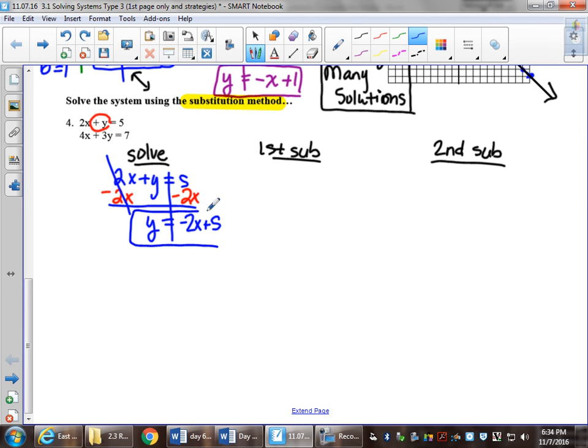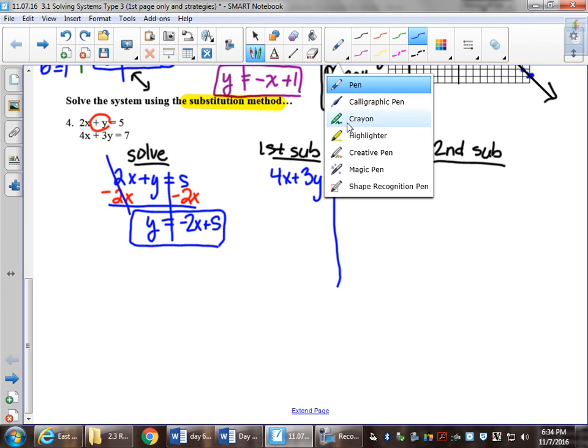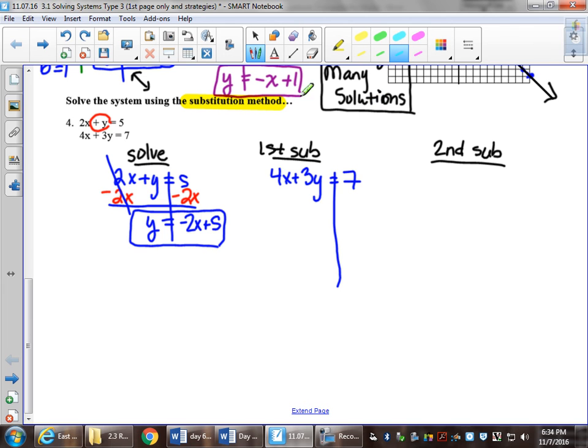Notice that was very quick. I don't have any fractions in here. I'm in good shape. First sub, we're going to take the function you did not use yet, which is my second equation, 4x plus 3y equals 7. And I ask myself, do I have something to substitute in for x or for y? Well, when I look, this clearly says y equals. See this? Y equals. So that means that I have something to substitute in for y.